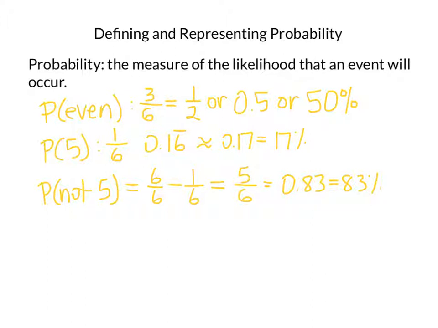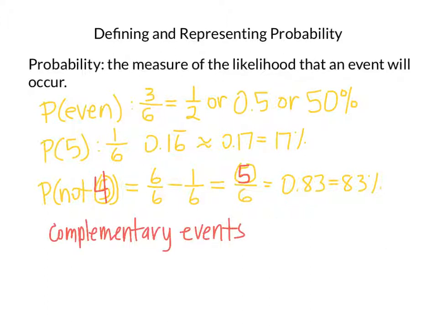Now don't be confused, this 5 had absolutely nothing to do with this 5. For instance, I could have just as easily said, what's the probability of not rolling 4? And the answer would be the same, because there are 5 numbers on the die that are not 4 out of the 6. Now these are called complementary events.